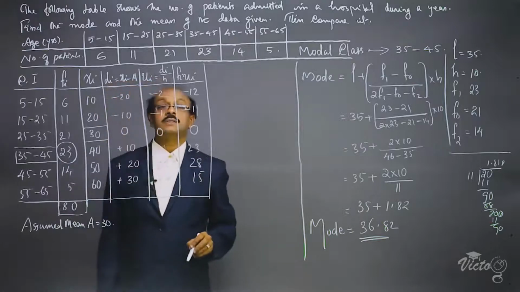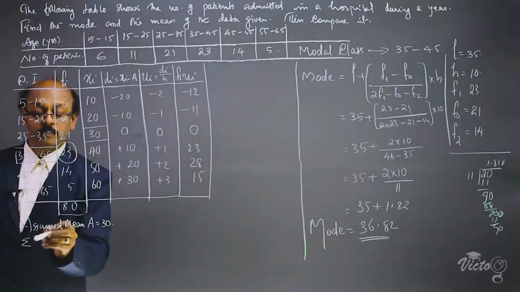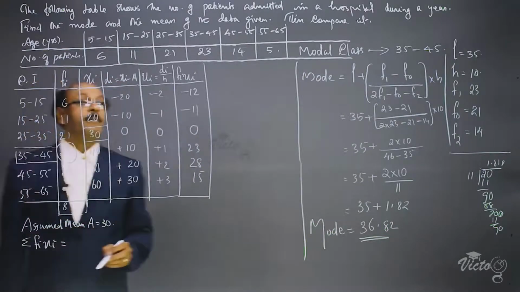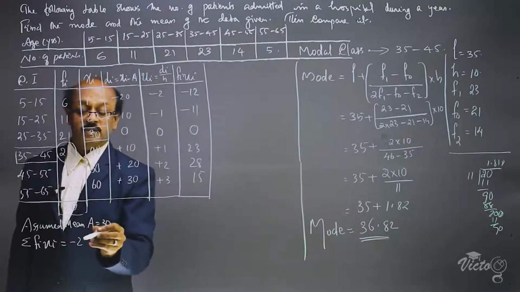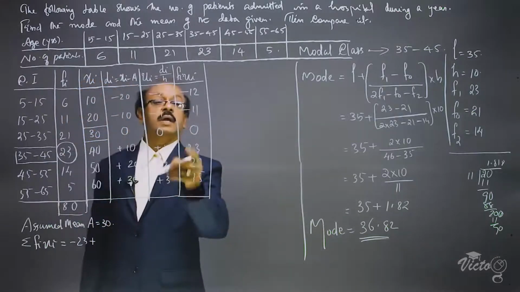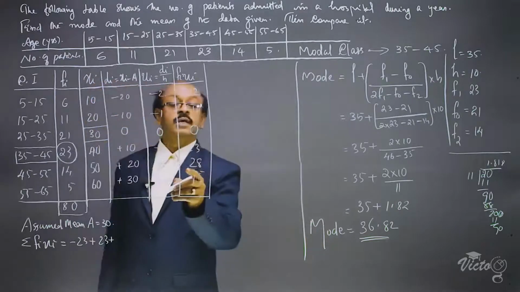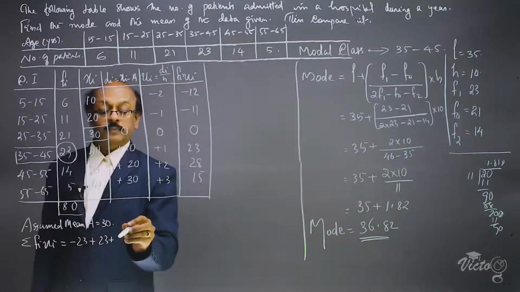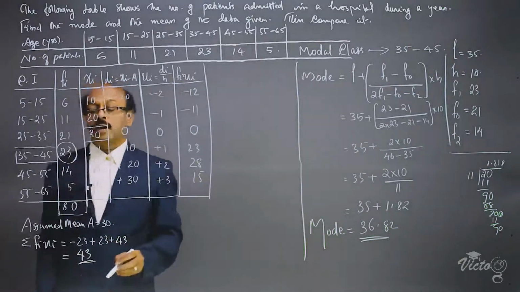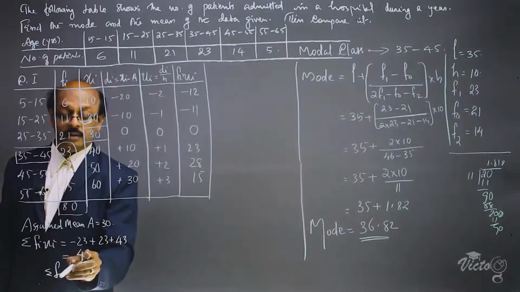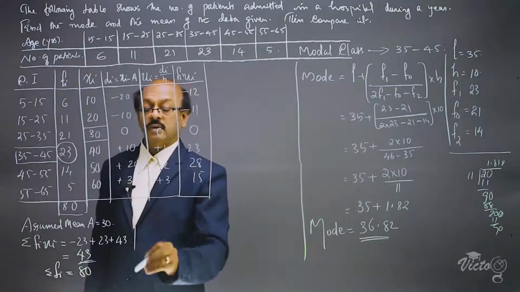Now we want sigma fi ui. Minus 12 plus minus 11 is equal to minus 23. Minus 23 and plus 23 get cancelled, then 23 plus 28 plus 15 is equal to 43. Sigma fi ui is equal to 43. Now sigma fi is equal to 80, and the size of the class h is equal to 10.